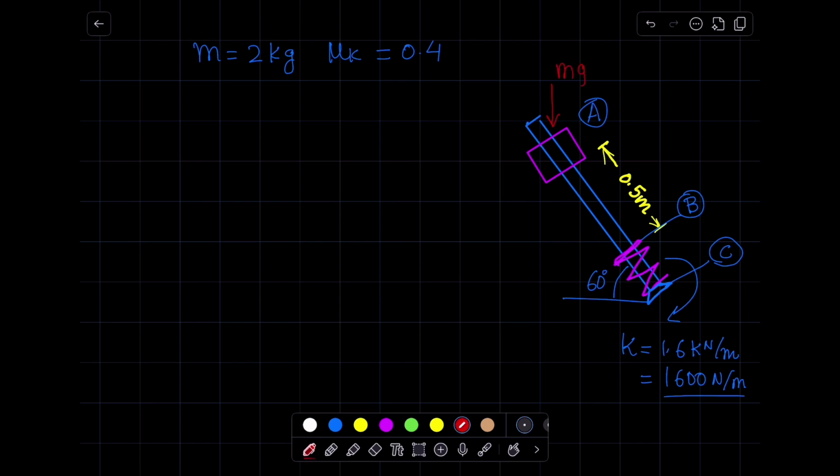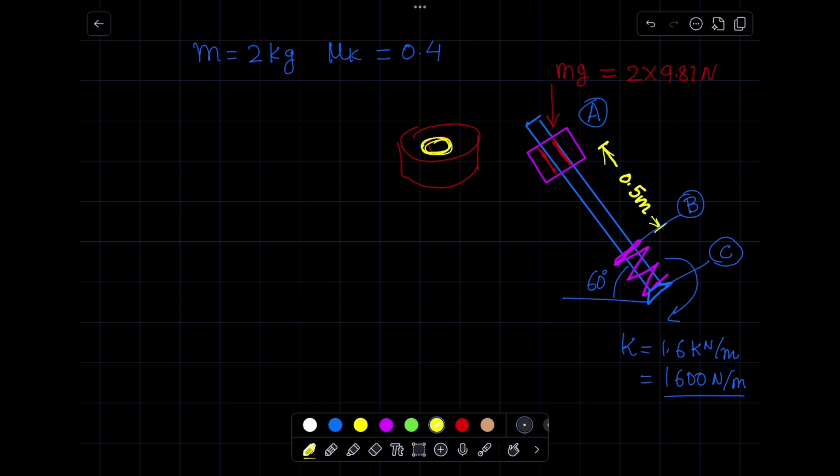Before we start this problem, let's make a free body diagram for this collar, because the motion will start from the position A. As you know, we can first draw the vertical force mg in the downward direction. That will be 2 multiplied by 9.81.